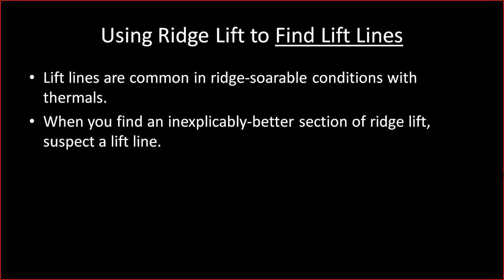And basically, when you come across a better area of ridge lift, maybe a quarter to half a mile wide, and you see no explanation for it. The ridge isn't shaped any differently here, it's not turned a different direction, nothing. There's nothing to explain why this section of ridge has better lift over it, but it does. You may even fly all the way through it, turn around and come back all the way through it again, and wow, it's better. But maybe not good enough to call it a real thermal. There's a good chance that's a lift line.